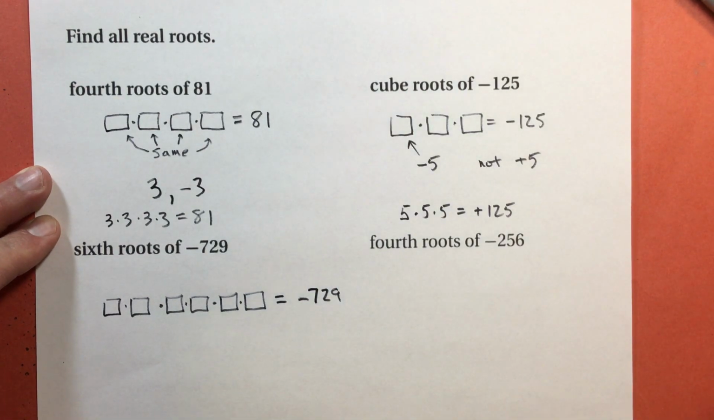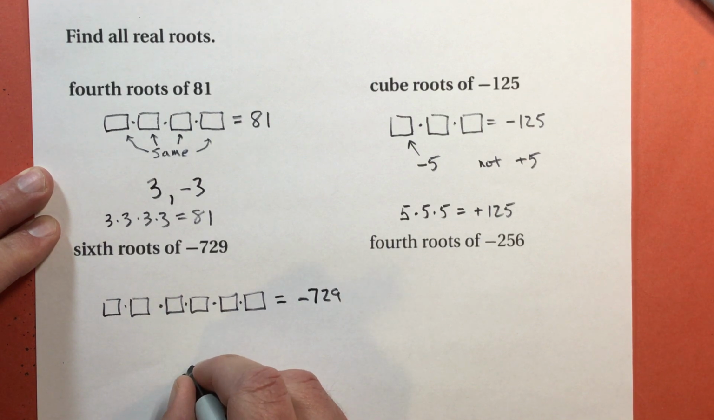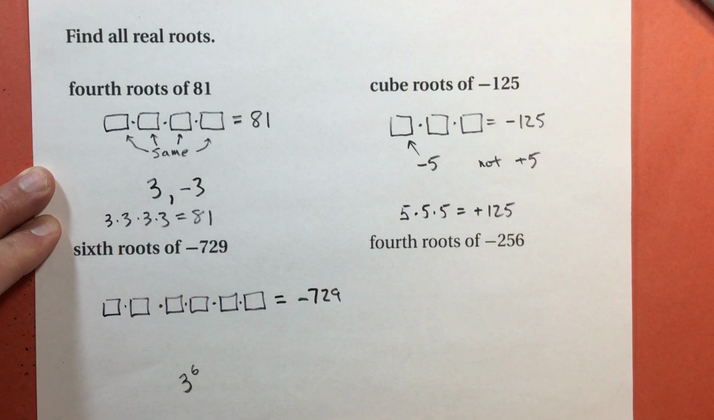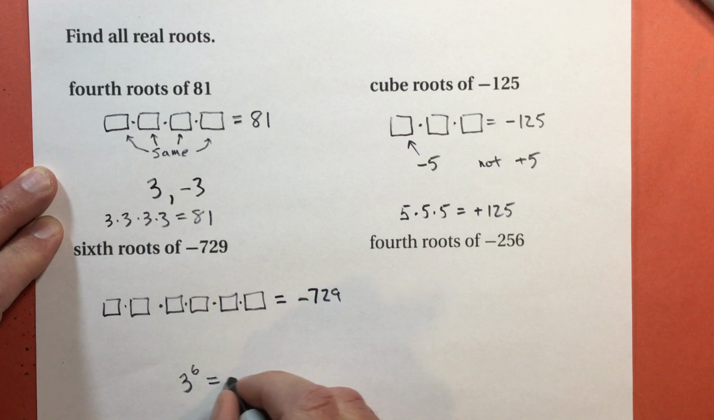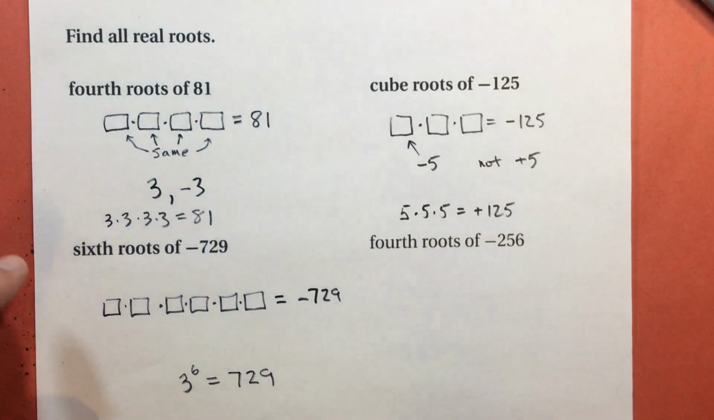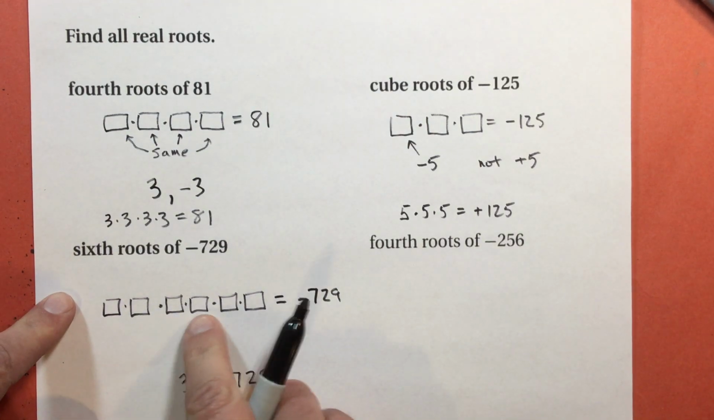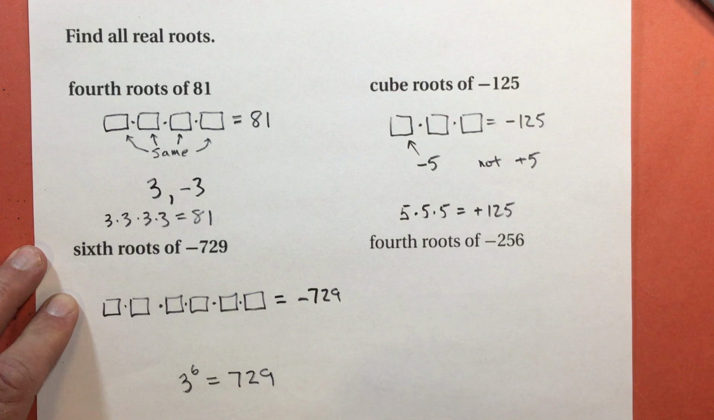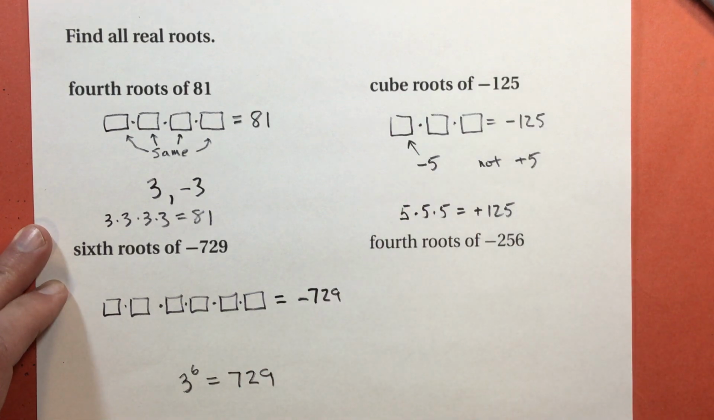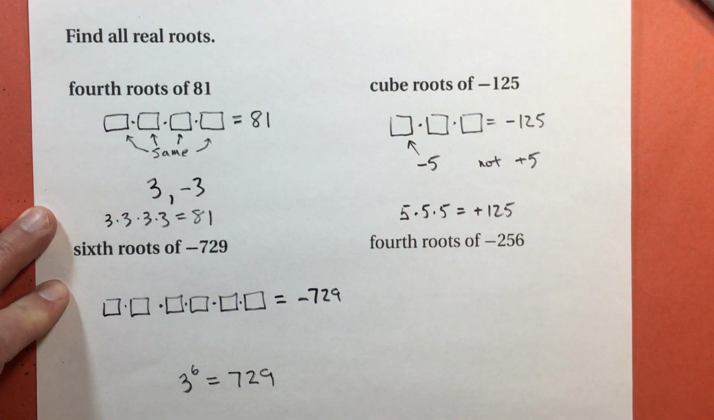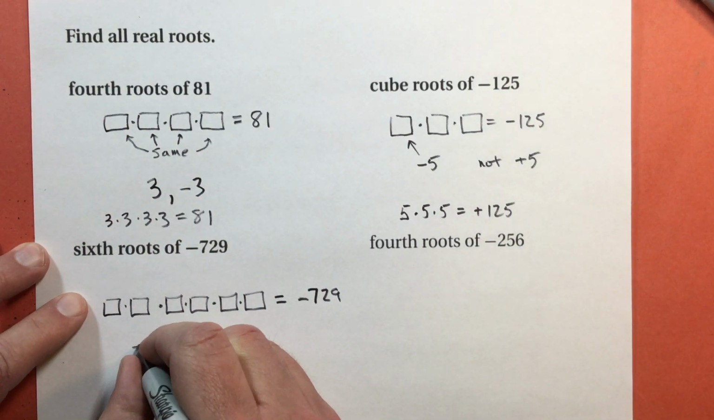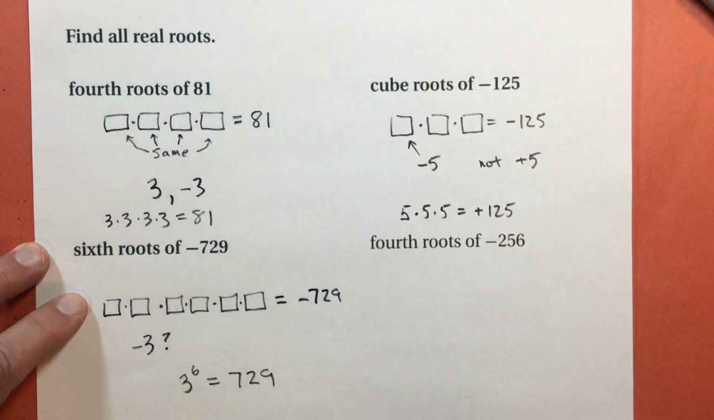All right, so here's what I do know. I know that 3 to the 6th power, 3 times 3 times 3 times 3 times 3 times 3. That's why I use exponents, so I don't have to rewrite that. This does equal positive 729. Because if I look at it, positive, positive, positive, positive, positive, everything's going to be positive. Okay, so that makes me think, what if my root is going to be negative 3? All right. So if all of these are going to be negative 3, I'll put a question mark.